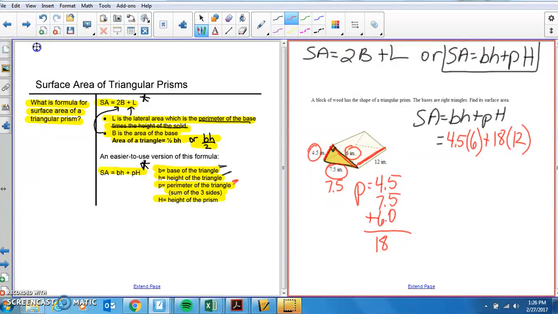So what I'm going to do now is 4.5 times 6. That gives you 27. Plus 18 times 12 is 216. And then we're going to add those together. So when it's all said and done, our surface area is 243 inches squared.